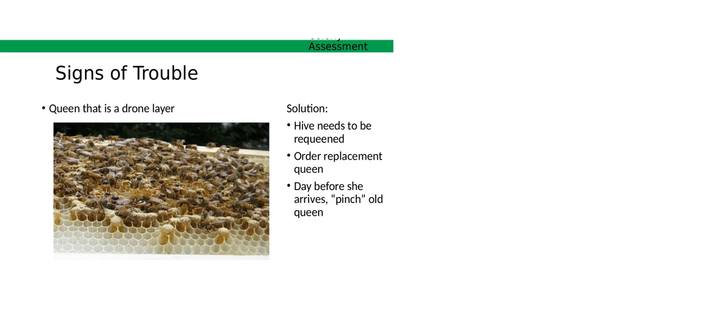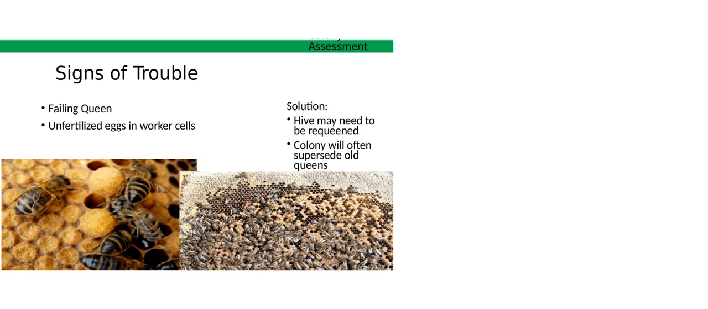Here's another sign of trouble, a queen that's a drone layer. If you start seeing a lot of drone cells that aren't consistent and are just filling in little holes, maybe this works for you if you're trying to produce queens, but if not, then you might want to replace your queen. So this is another sign of a possibly failing queen.